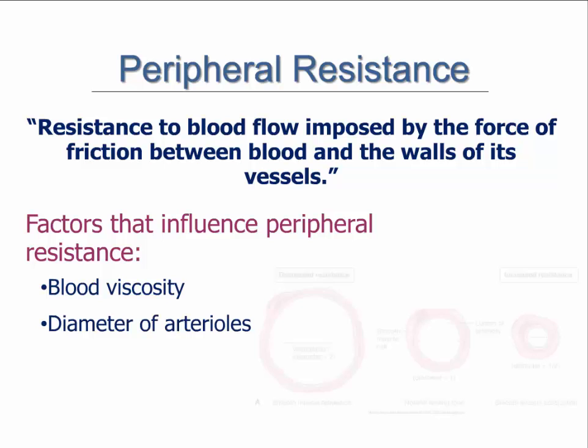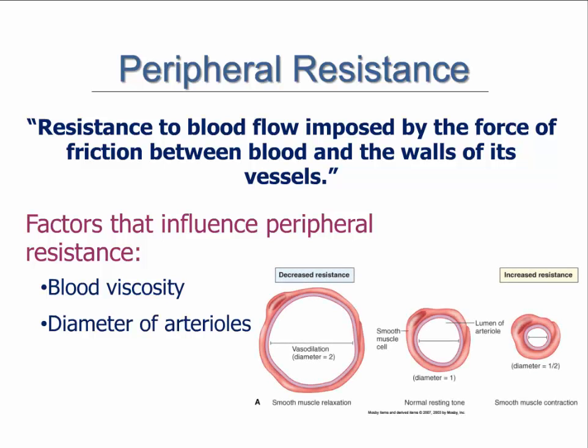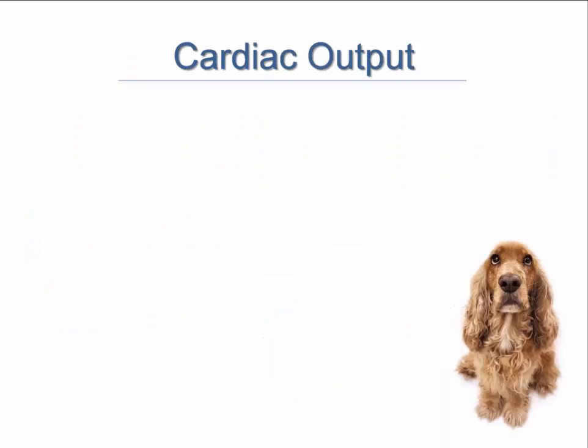The diameter of the arterioles refers to the diameter of the lumen of the arterioles, as indicated in the diagram on the far right of the screen. We will look more at how diameter of the arterioles applies to peripheral resistance a little more closely in an upcoming slide. So why do we pay so much attention to the ECG and heart rate and rhythm?